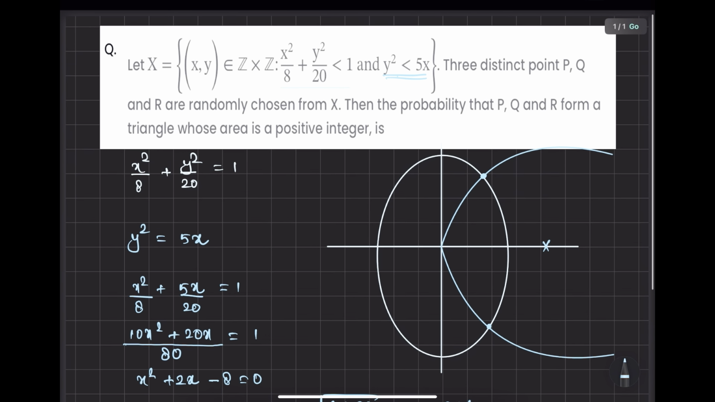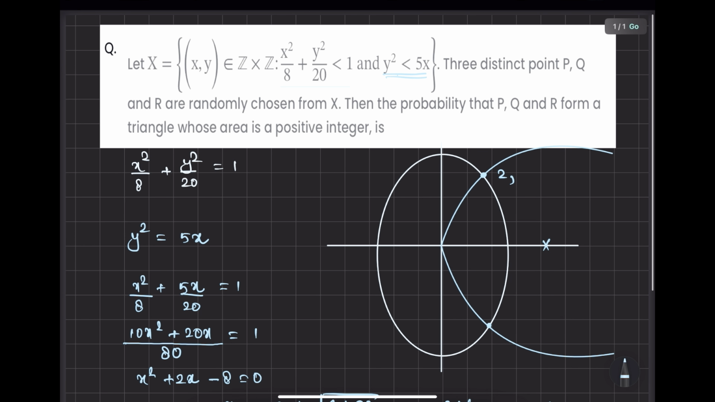So this intersection is 2 comma something. So suppose that x is 2. So y would be root 10, and this will become 2 comma minus root 10 because it is symmetric.